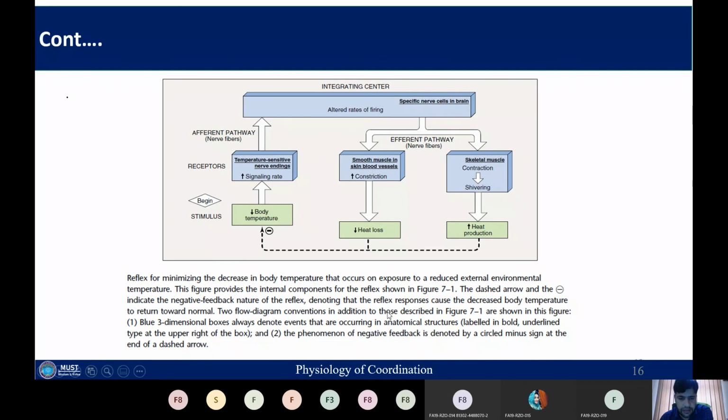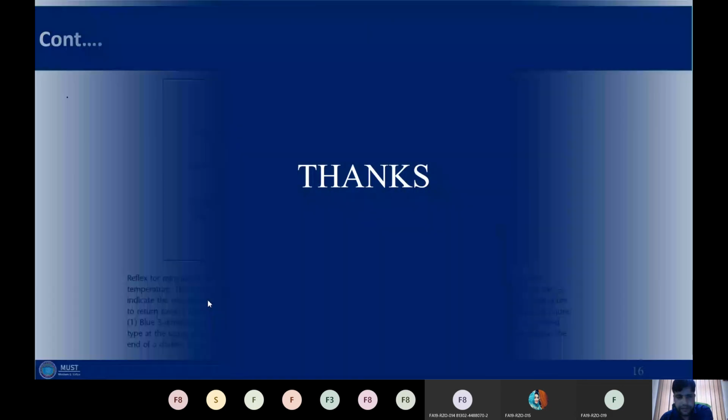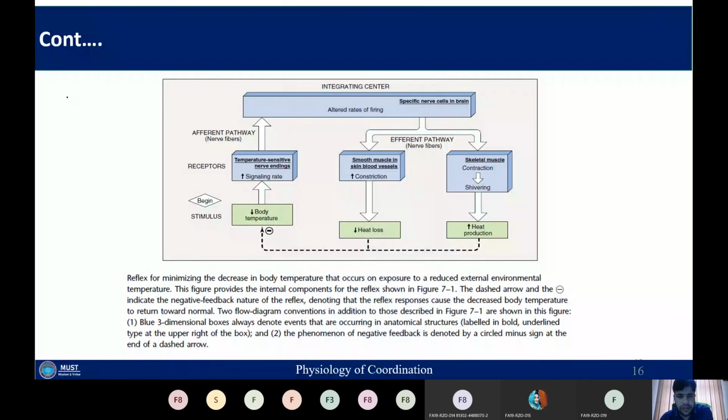So it means that this is thermoregulation, or this is an example of a flow sheet diagram, or flow chart diagram, of a reflex arc.